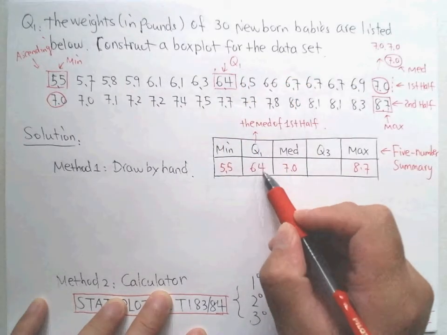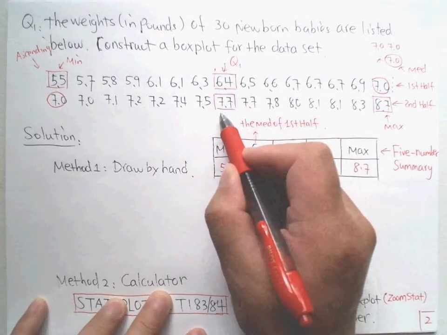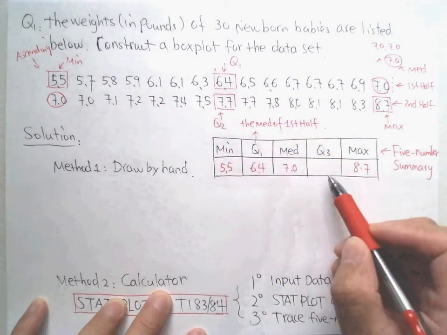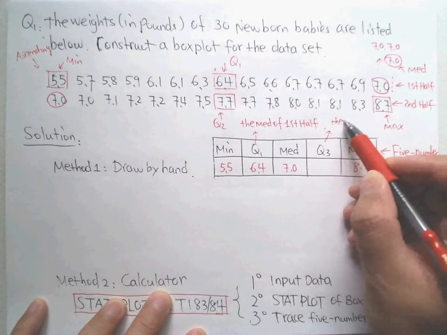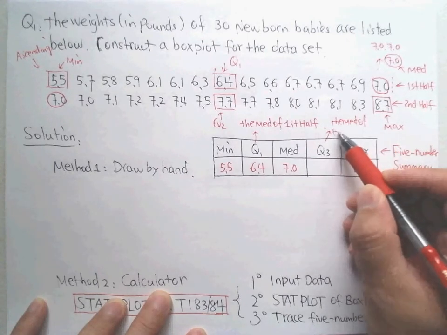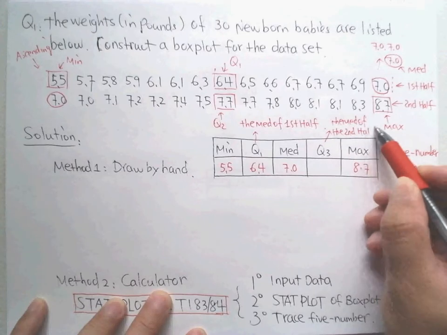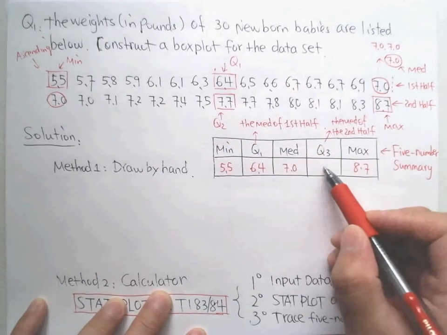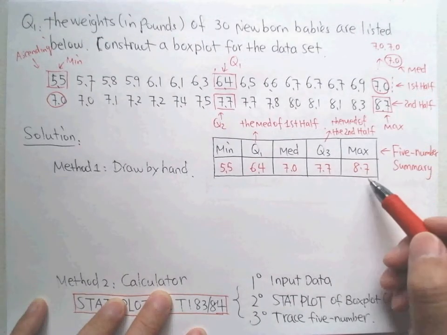The same way, this is Q3, right? Because Q3 is the median of the second half of the data. After we find it, Q3 is 7.7. This is the most important part: we have got the 5 number summary.